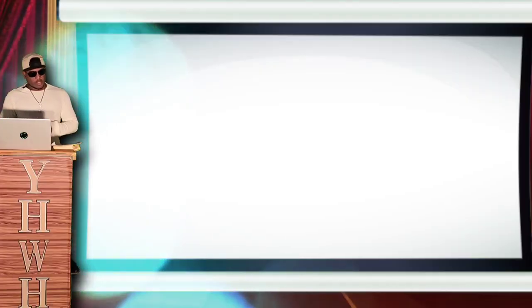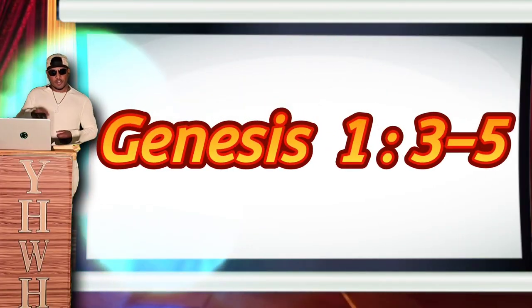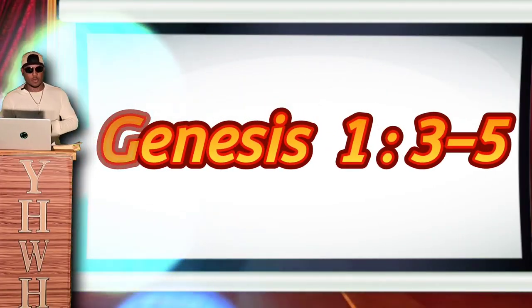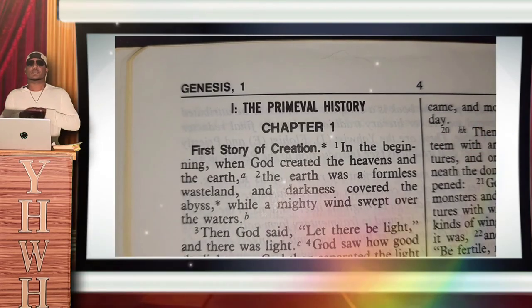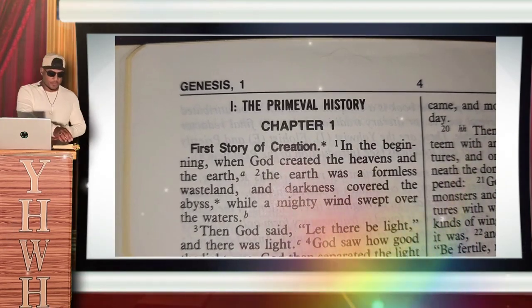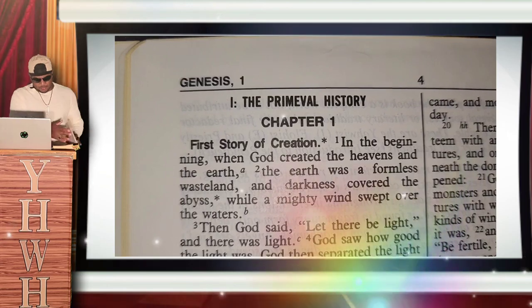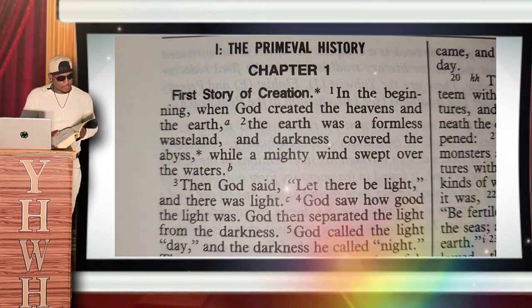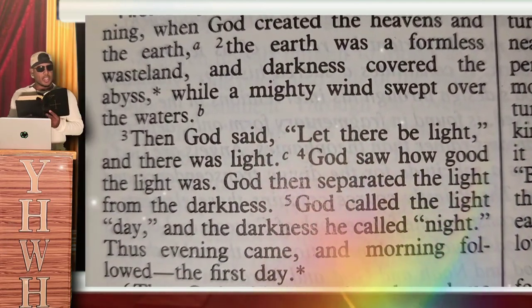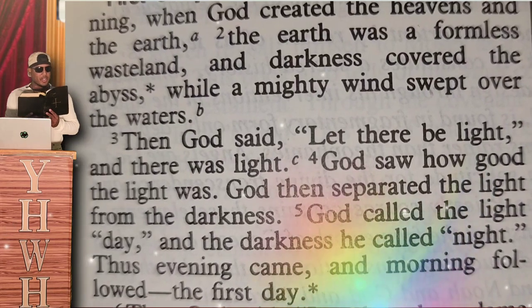But now, let's go to Genesis 1, verse 3 through 5, where it talks about light. All right, so Genesis chapter 1, verses 3 through 5. Then God said, let there be light, and there was light.